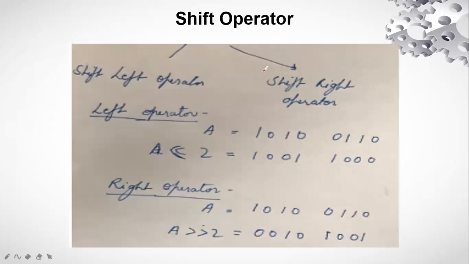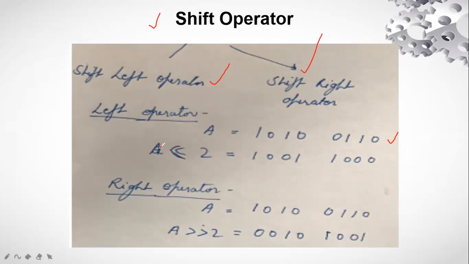Now we have the shift operators. This is another type of mutation operator. There is the shift left operator and the shift right operator. This is divided into two again. So when we say shift left operator, how do we shift? Let's say this is a chromosome A, a string of chromosomes, that is 1 0 1 0 0 1 1 0.